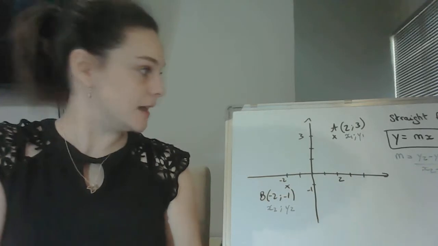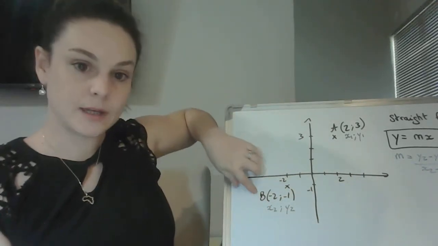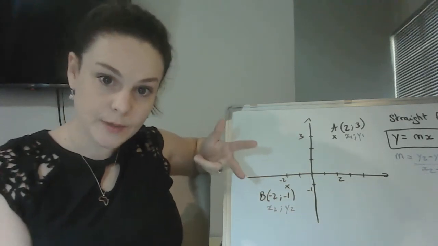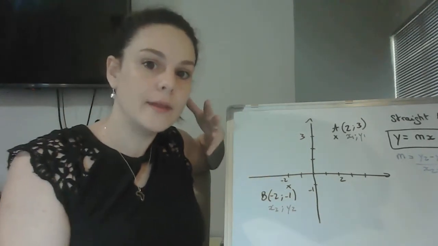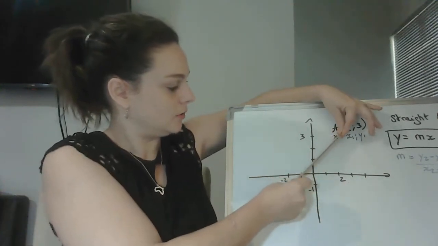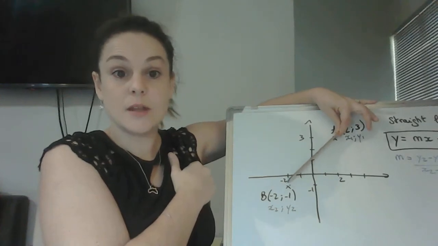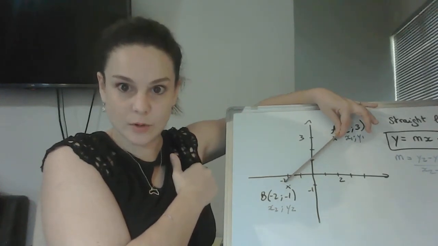So, for instance, here we have the point A and the point B. And when you have 2 points, there is only one straight line that can go through those 2 points. So if I want to go through both, I only have one option. It's this specific straight line that I want to find.